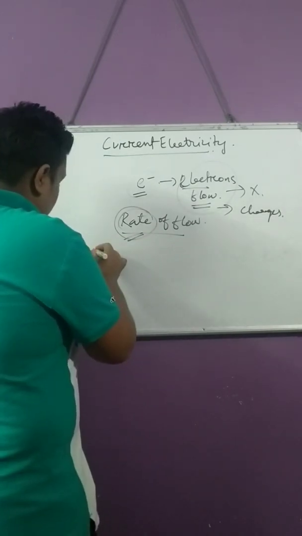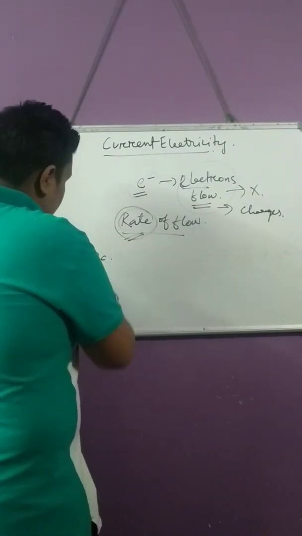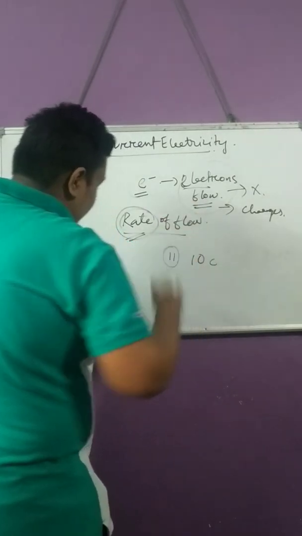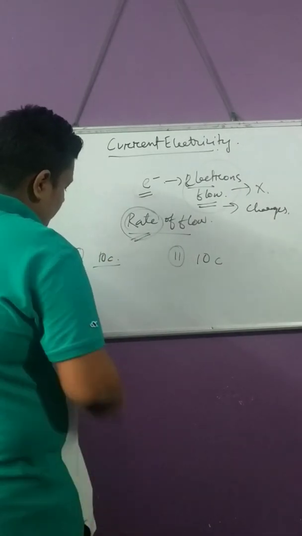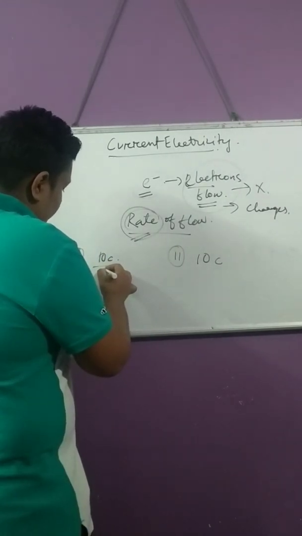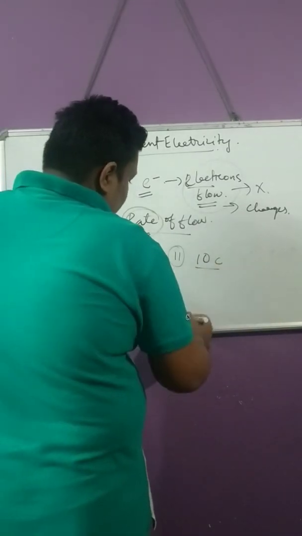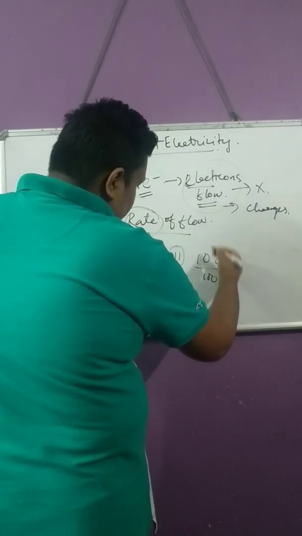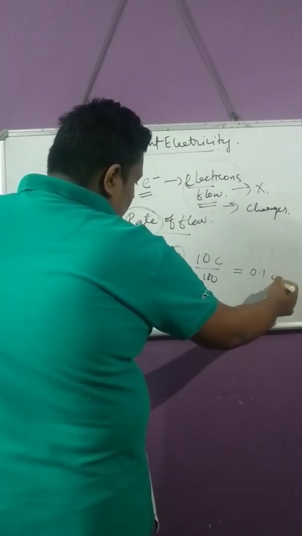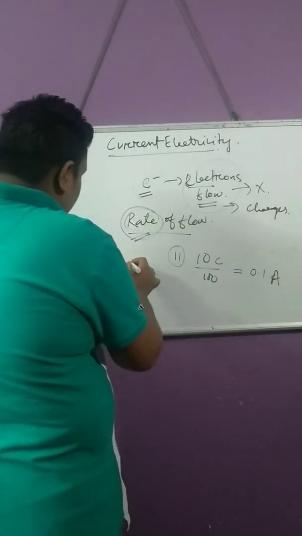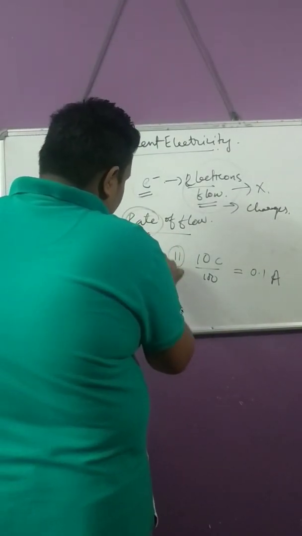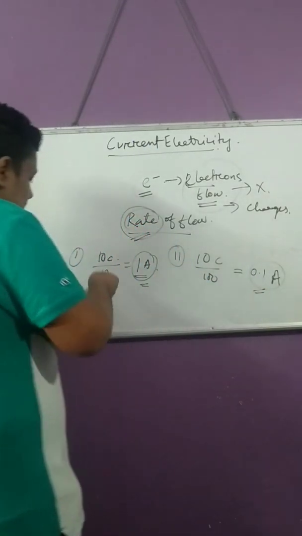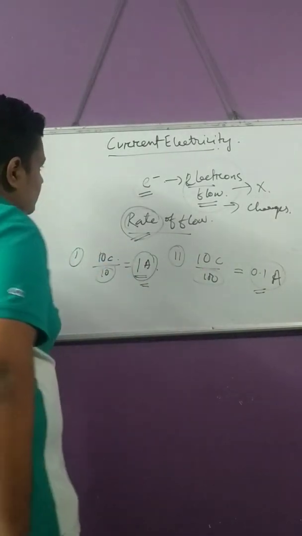So, suppose 10 coulomb of charge is flowing in case 1 and 10 coulomb of charge is also flowing in case 2. But here 10 coulomb is flowing through a time interval of 10 seconds and here a time interval of 100 seconds. Then here current will be 0.1 ampere, and here current will be 1 ampere. So this is the huge difference that comes in current because the time interval is different.